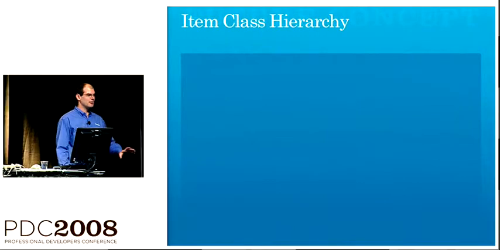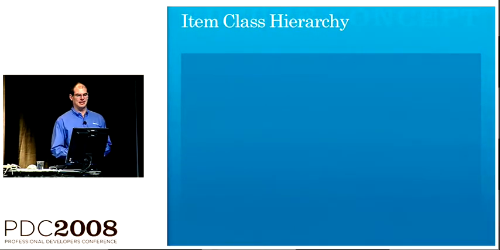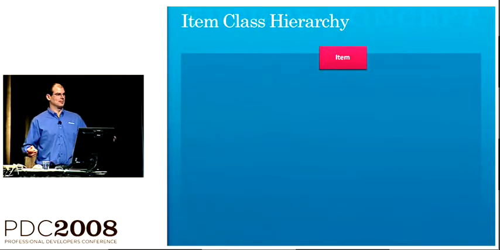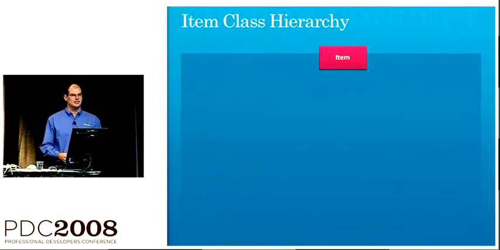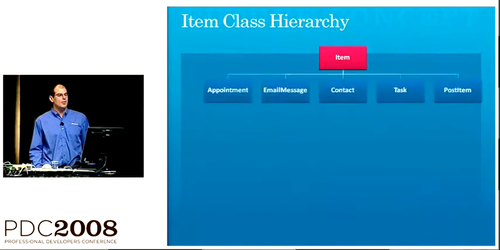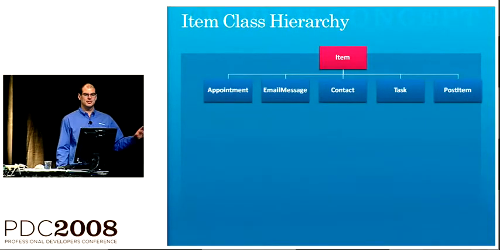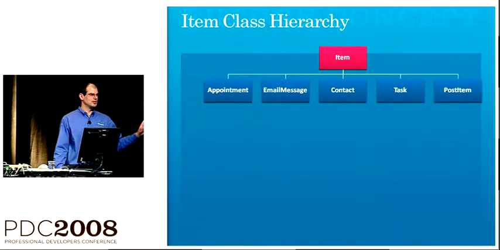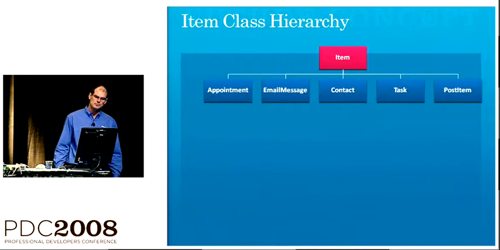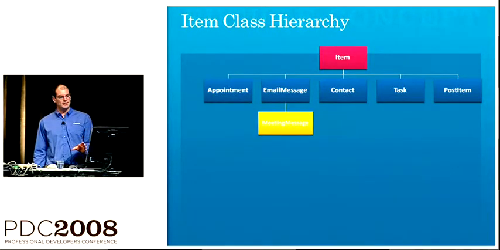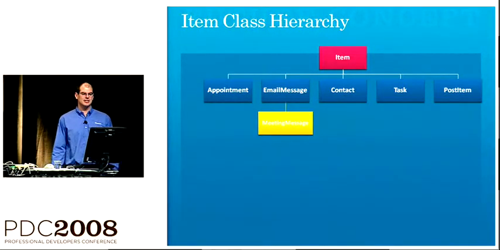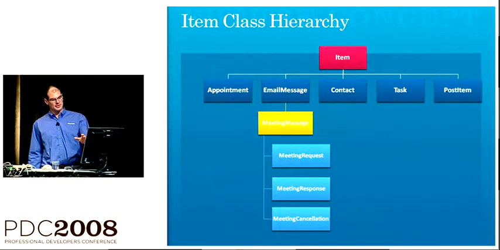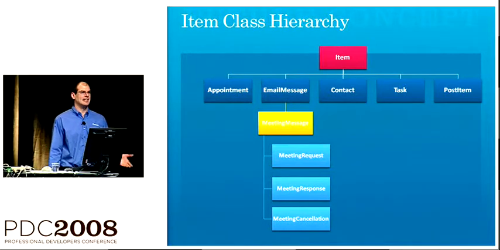So let's talk first briefly about the item class hierarchy. First thing to understand is that everything in an Exchange folder is an item. The base type is Item. You get it back, you can always cast anything to an Item. We've got upcasts of Appointment, EmailMessage, Contact, Task, PostItem. So these all have the specific properties to these specific data types on them. Something to know about EmailMessage is it is actually the base class for MeetingMessage, which is an abstract class, which implements MeetingRequest, MeetingResponse, and MeetingCancellation.